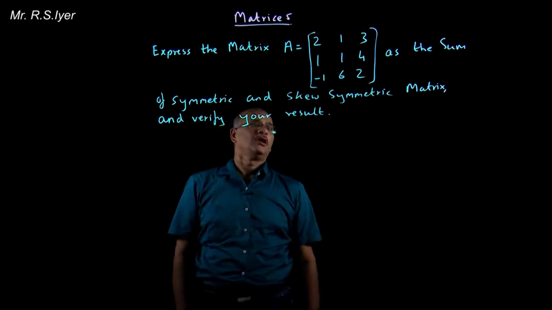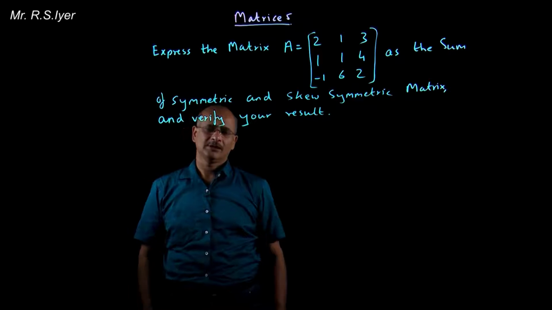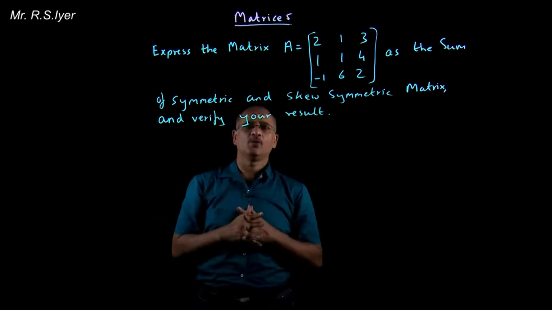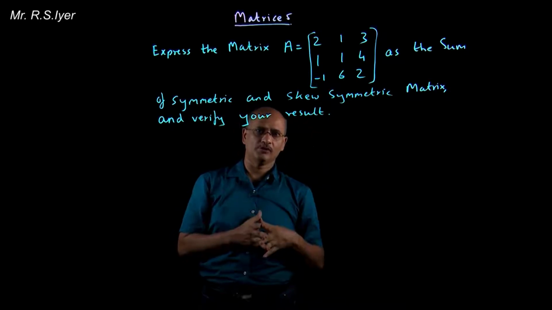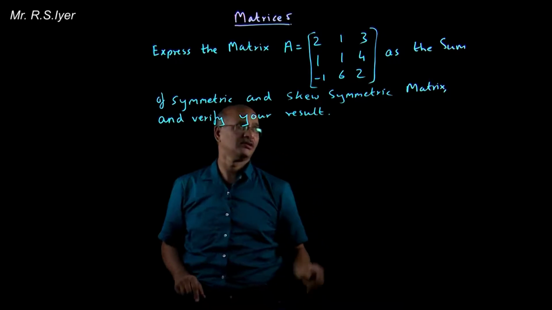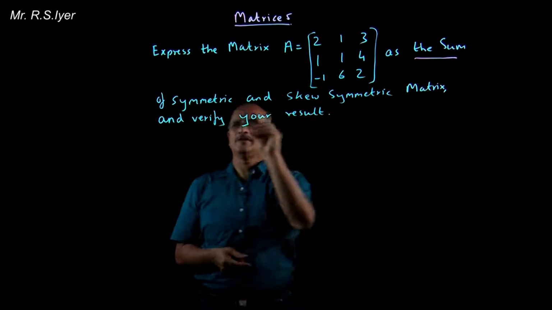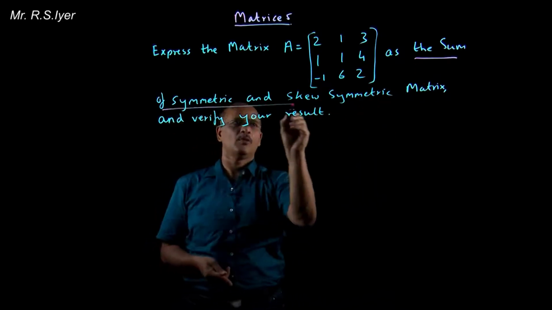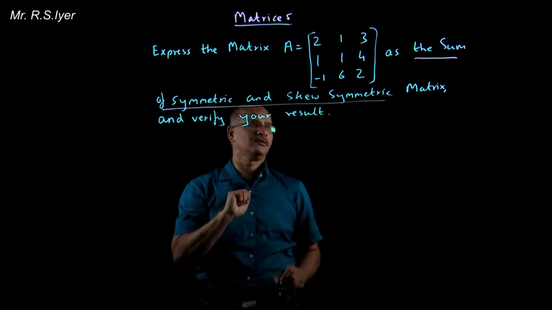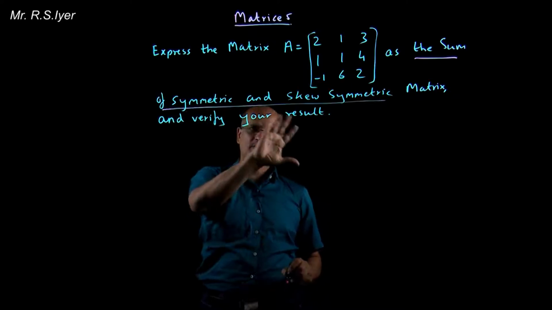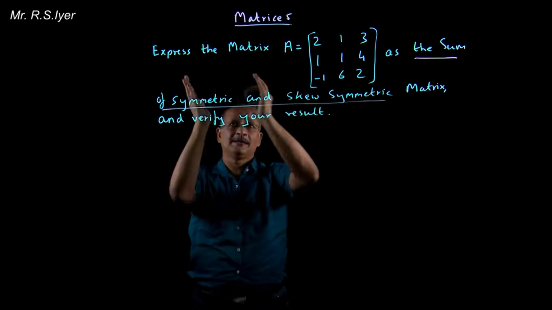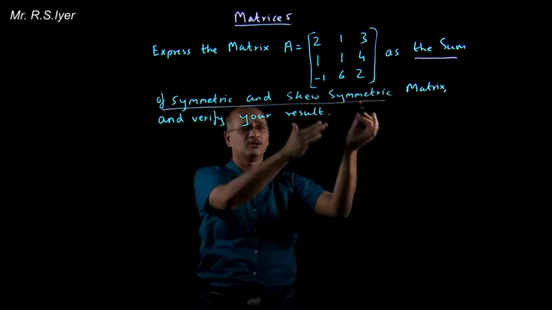Hi. Now this is the next example on the symmetric and skew symmetric. You can see the question here. Express the matrix A is equal to 2, 1, 3, 1, 1, 4, children, minus 1, 6, 2 as the sum of symmetric and skew symmetric. Now this is the point, sum of. This sum had come in the board exam once. Sum of symmetric and skew symmetric matrix, and verify your answer. Verification is the simple part. Let us focus on the first part.